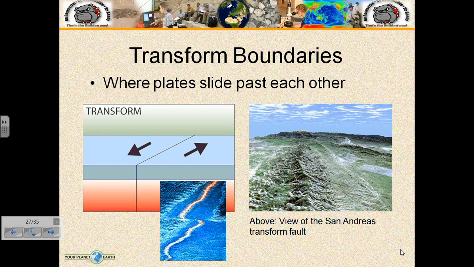Now, transform boundaries represent our third type of plate interaction. During transform boundaries, you have an interaction where the plates actually slide past one another. An example of that can be seen in the view of the San Andreas Transform Fault. Here you have the plate boundaries rubbing laterally one across each other in terms of edges.